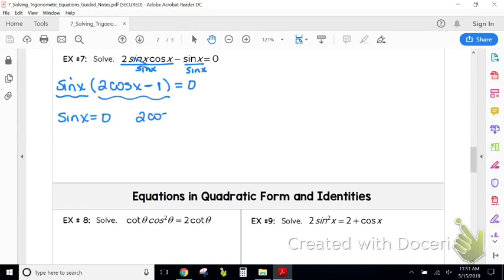And 2 cosine of x minus 1 equals 0. I'll do the first one, you do the second one. Oh, whatever. The first half.